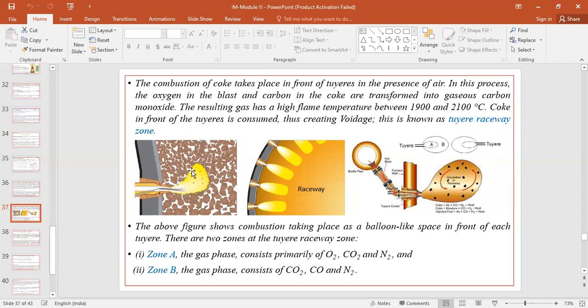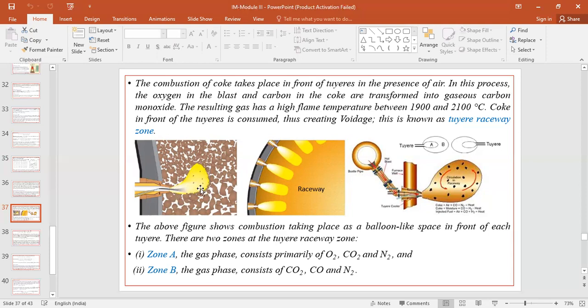And in the same way, once the combustion has finished, a similar quantity of coke will again fall into the raceway. Again, the reaction takes place, and the gaseous products formed will travel in the upward direction. Like this, there is a continuous movement of coke in front of the tuyeres, and this kind of combustion reaction takes place in the raceway zone. So the raceway is the area where high temperatures prevail inside the blast furnace.